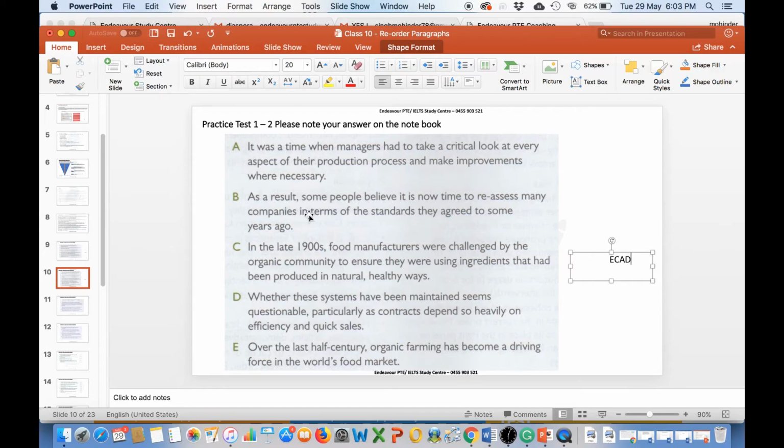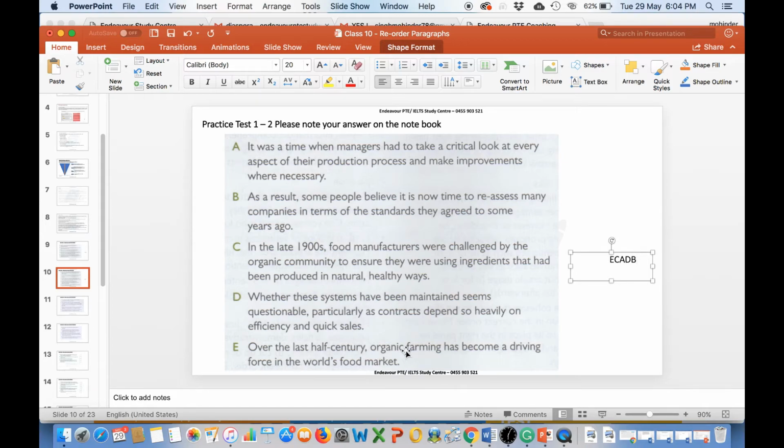And then, as a result, some people believe it is now time to reassess many companies in terms of the standards they agreed to some years ago. That seems to be the result, because of "as a result". So they're talking of a result, then this is the right order: ECADB.